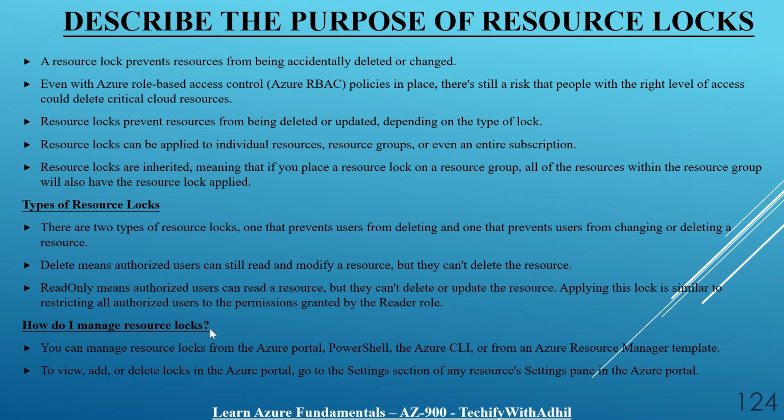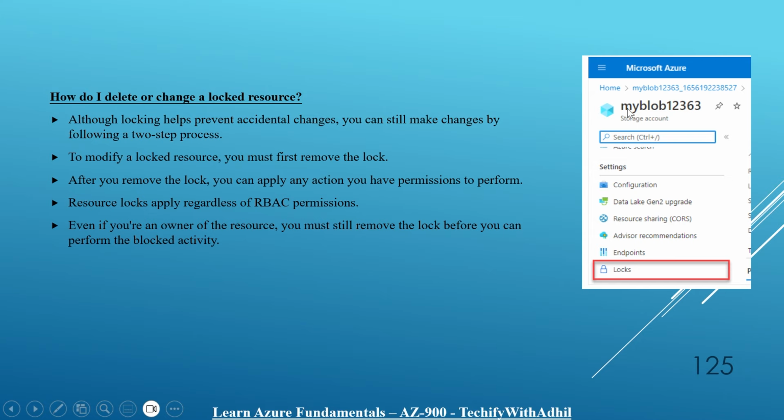How do I manage resource locks? You can manage resource locks from the Azure portal, PowerShell and CLI, or from an Azure Resource Manager template. To view, add or delete locks in the Azure portal, go to the settings section of any resource's settings pane in the Azure portal. You can see here, this is a storage account, a resource. You can go to the settings pane here, and down below you can find the locks. From here you can manage the resource locks.